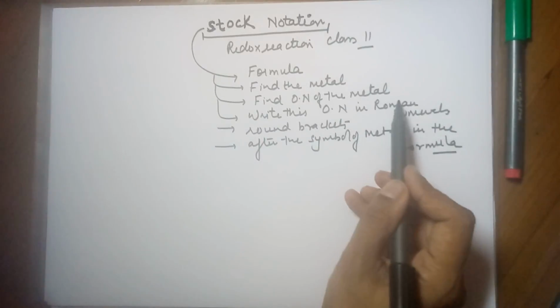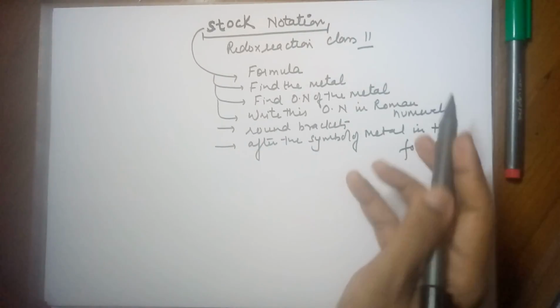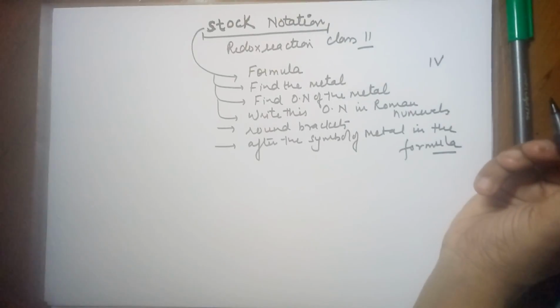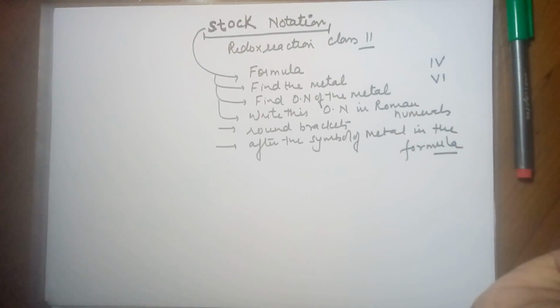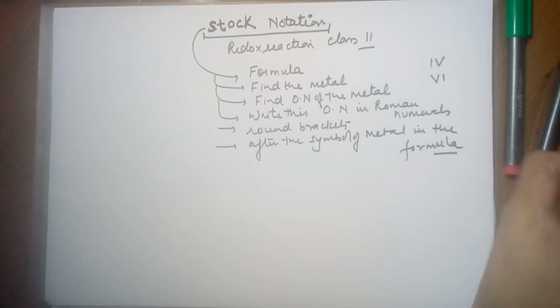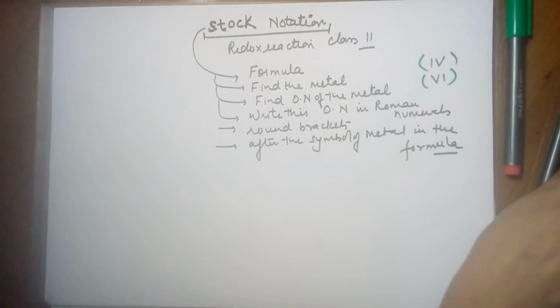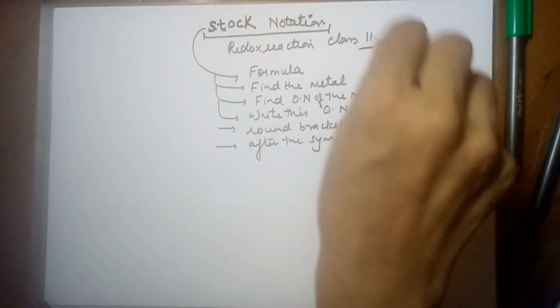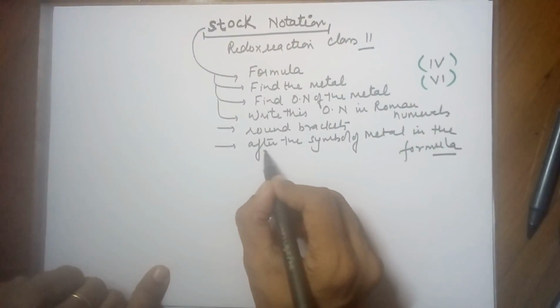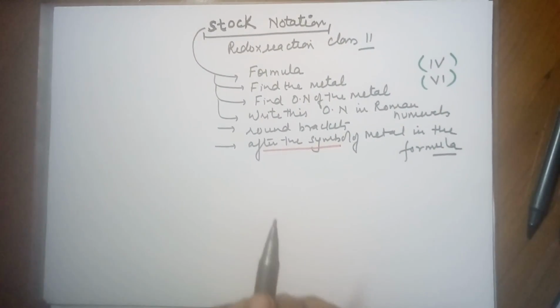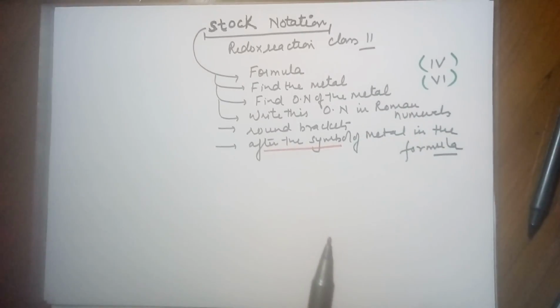Write this oxidation number in numerals. So if it is 4, then you need to mention it like this. If it is 6, you need to mention it like this. Also, it has to be written in round brackets. And then its position is to be after the symbol of the metal in the formula. Let me take up an example.